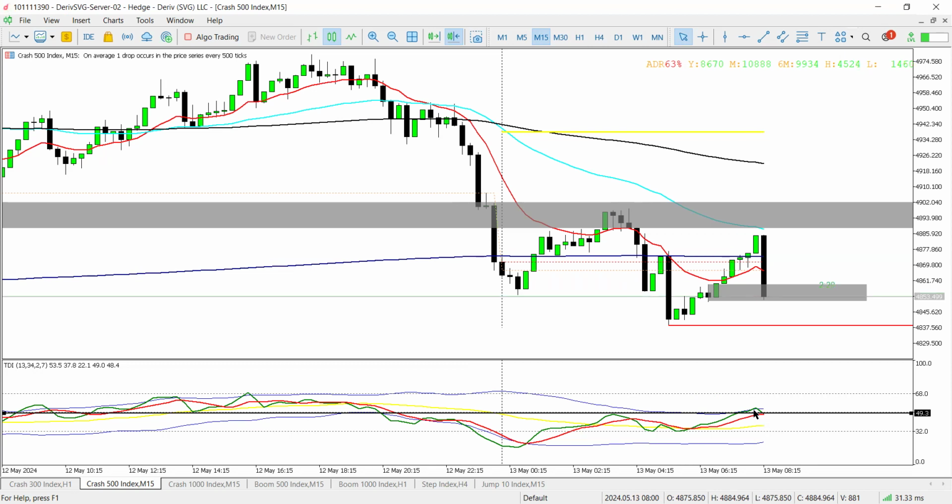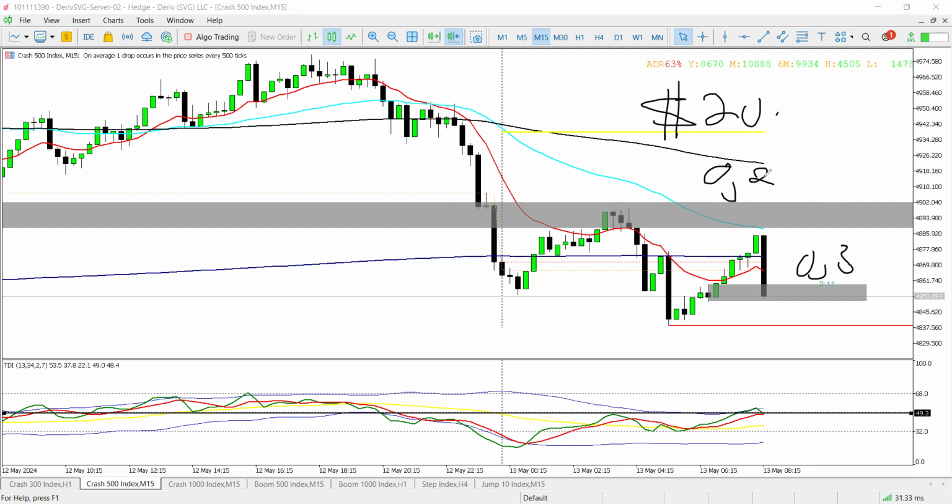So 0.3, small accounts, you can use 0.3. Usually if you're on a small account, 0.2, do not use 0.2. If your account is small and it's on $20 and above, start with using 0.3.